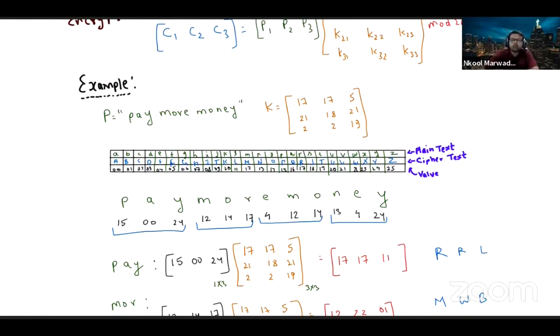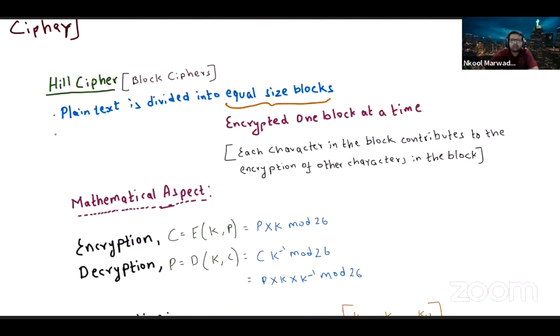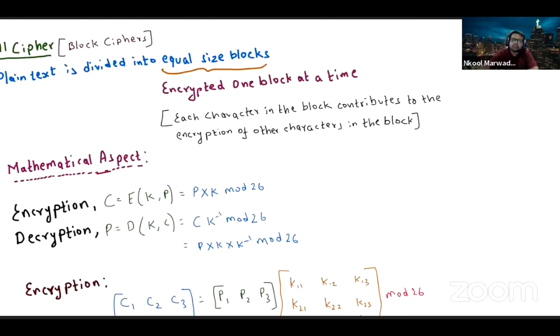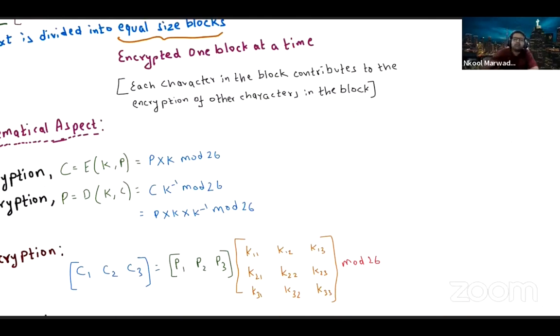Now, one very important point which we should mention in the theory itself. The key which we are taking is a matrix, but that matrix should have a multiplicative inverse. Otherwise, it will fail. So let us write it down: the key in the Hill cipher should have a multiplicative inverse.